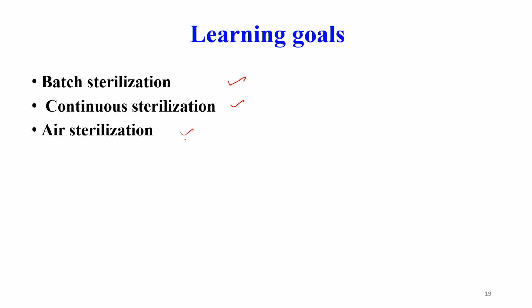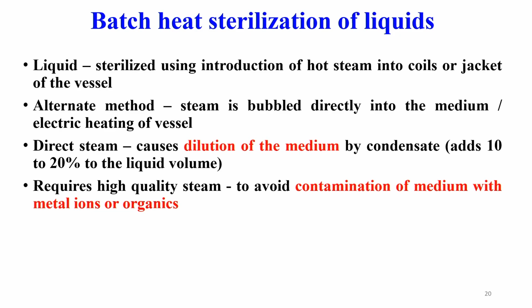mode, and also we will briefly discuss air sterilization, because both sterilization of media as well as air matters, particularly in the case of aerobic fermentation where it requires a huge quantum of air. The typical range of air supply is 1 ppm, volume by volume per minute. Now, first we will discuss the batch.